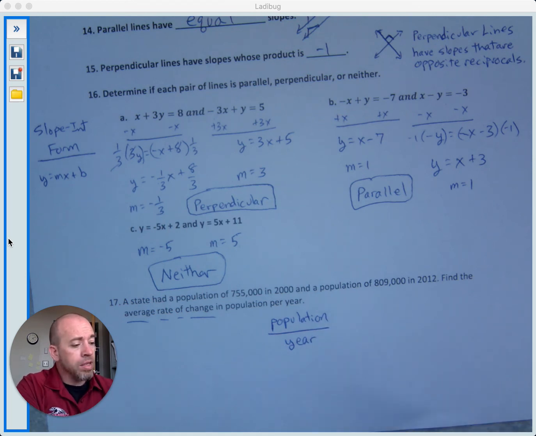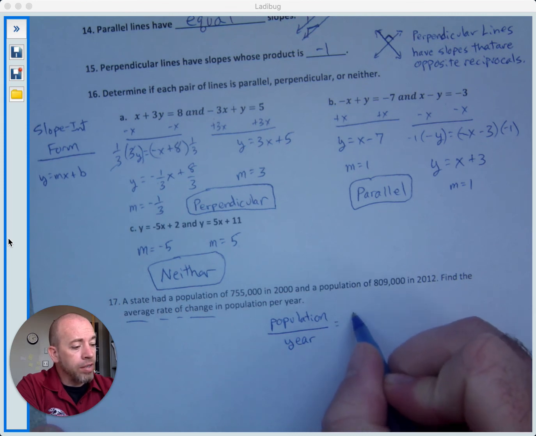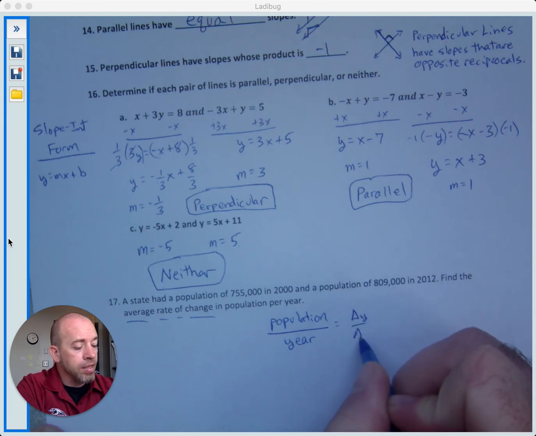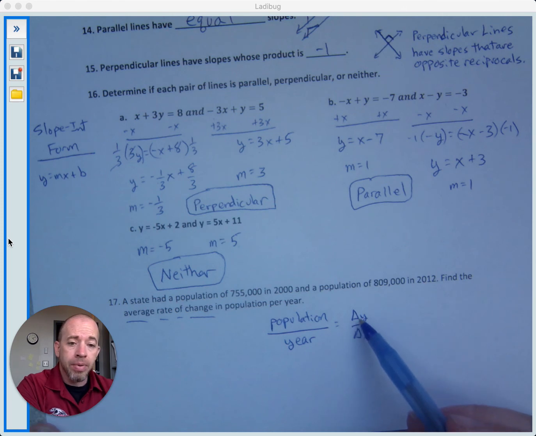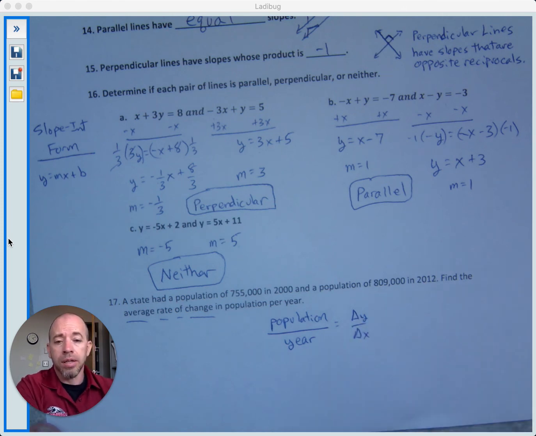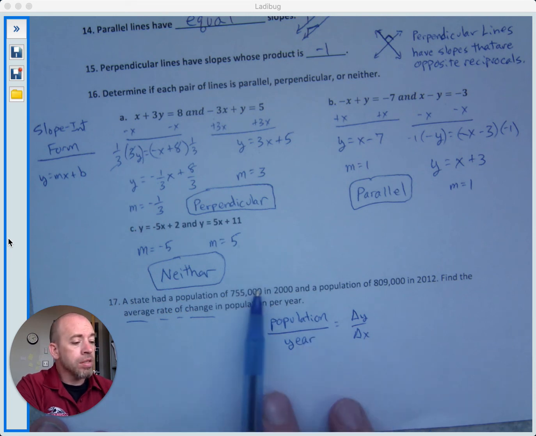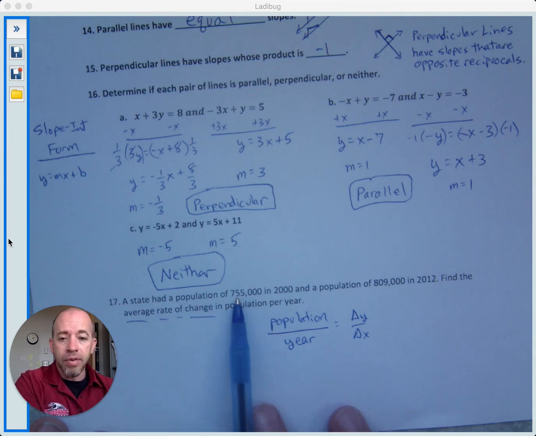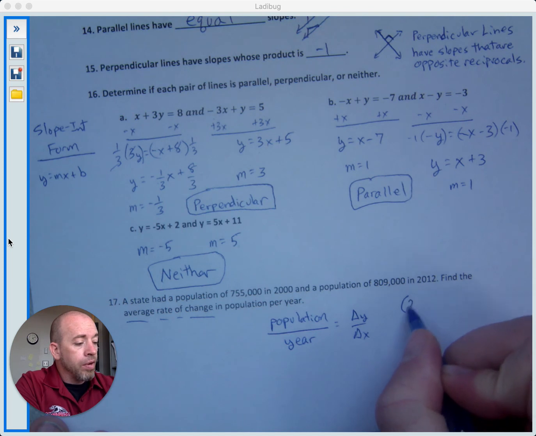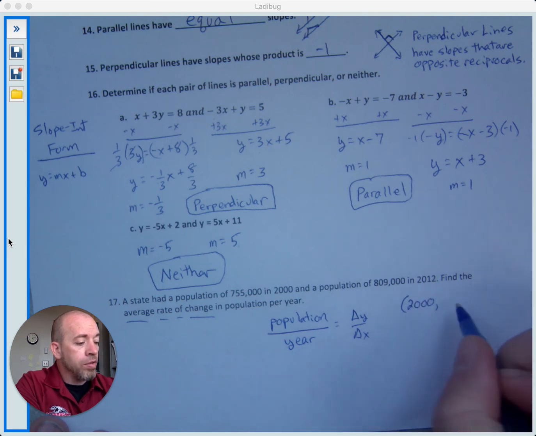Well, what was on top? The y's, right? The change in y over the change in x. So we're going to find the change in the population divided by the change in the year. So if we're going to write this information as points, the y's need to be the population, the x's need to be the year. So let's go ahead and write this guy as a point. This state had a population of 755,000 in the year 2000.